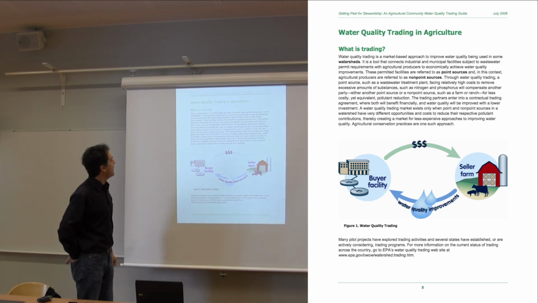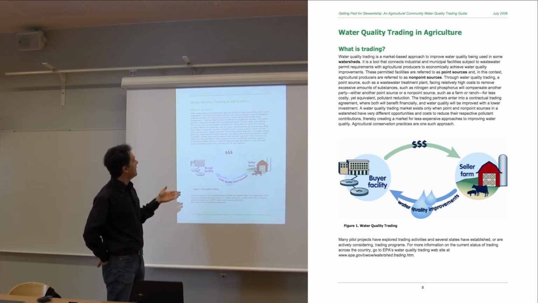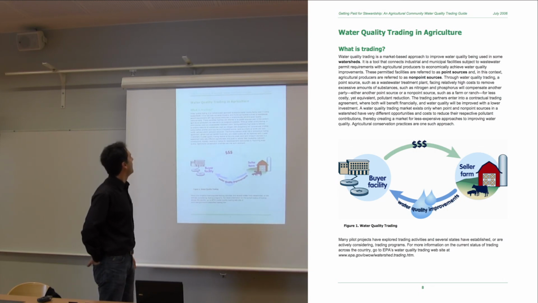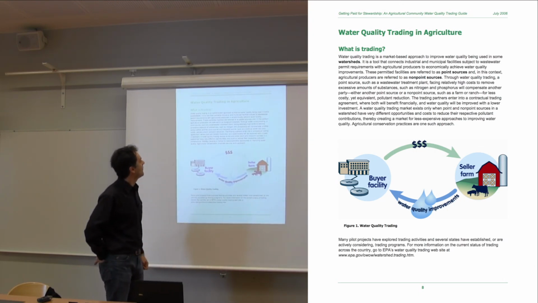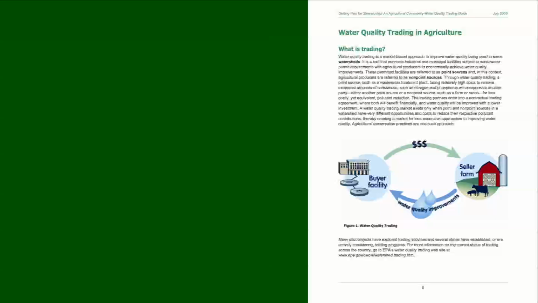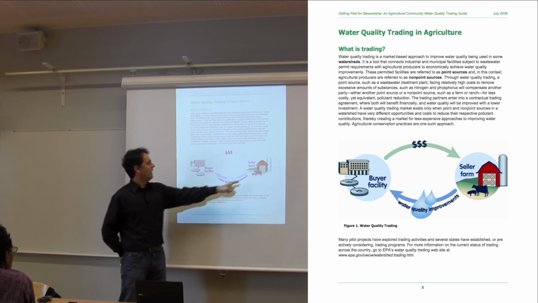Through water quality trading, a pond source facing relatively high cost to remove excess amounts of substances, such as nitrogen and phosphorus from fertilizers, will compensate another party, either another pond source or a non-pond source, such as a farm or a ranch, for less costly yet equivalent pollutant reduction. So you have the picture of what's happening.